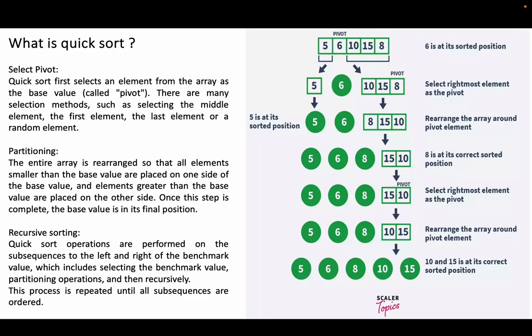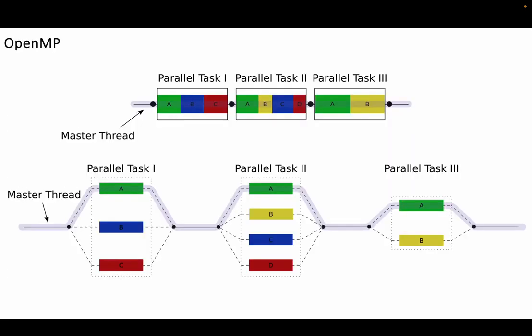And step 3 is that the QuickSort operation is performed on the subarrays to the left and right of the pivot value, which includes the partitioning operation and then recursing. This process is repeated until all subarrays are ordered. Yeah. And next is OpenMP.